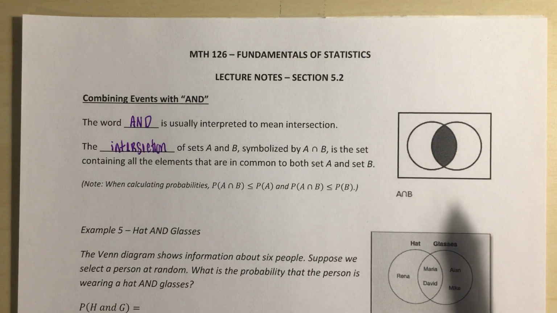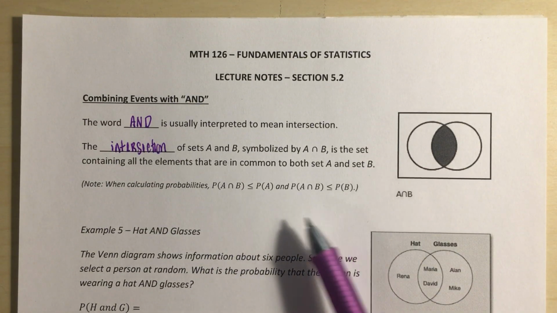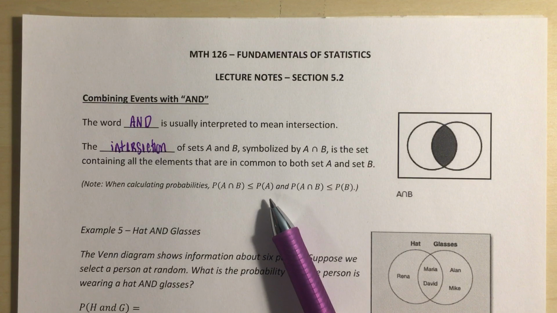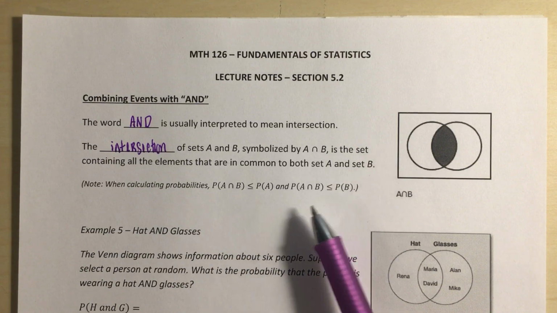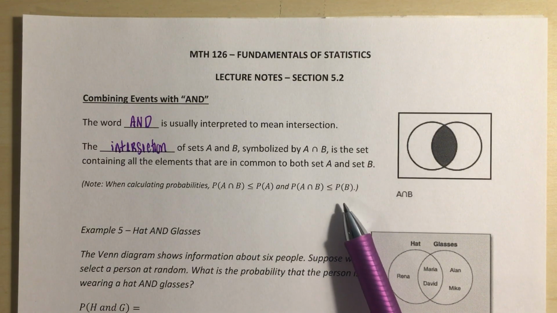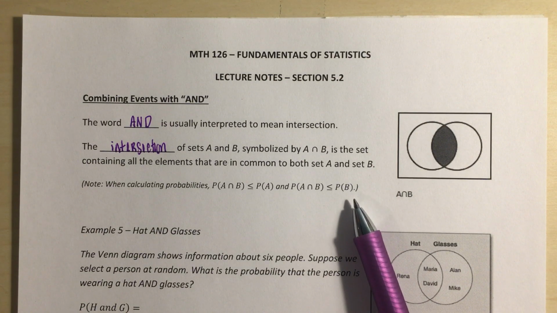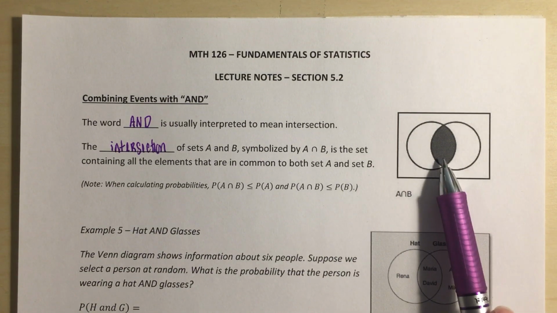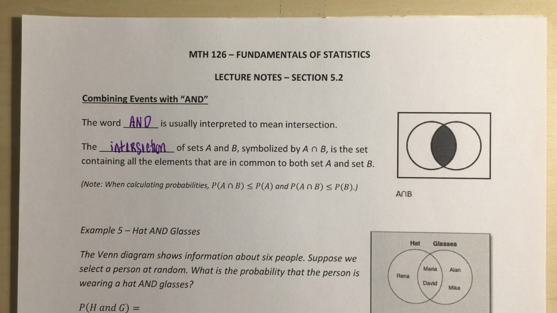When we're calculating our probabilities, just a little note here, the probability of our intersection should always be less than or equal to our probability of A, and our probability of our intersection should always be less than or equal to our probability of B as well. So the probability of our intersection should be less than the probability of either event individually.